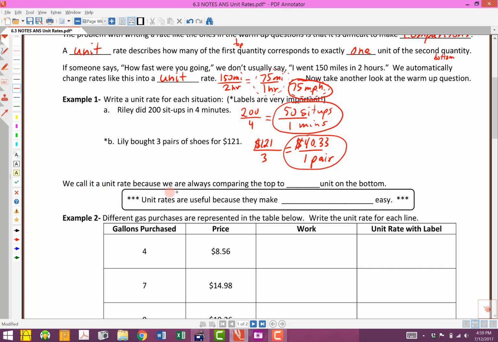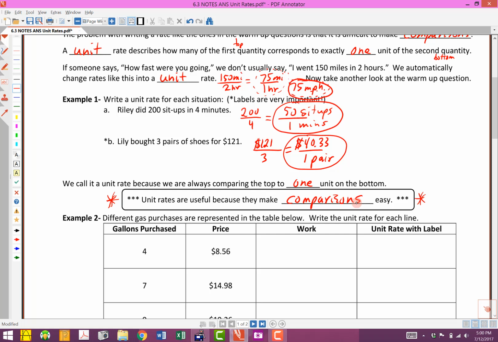So remember, we call it a unit rate because we're always comparing the top to 1 unit on the bottom. And again, this is really the key idea. This is why we use unit rates. Unit rates are useful because they make comparisons easy. Okay, so comparisons are easy if we write them as a unit rate.